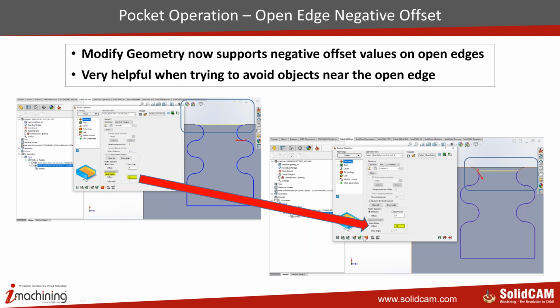So under geometry, you have that open edge offset value where you can give a negative value so that it offsets the open edge inside the pocket and it leaves the material only in the open edge area. This is another new function under the 2.5D milling function.